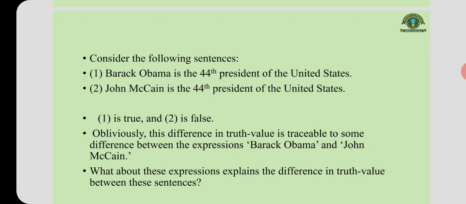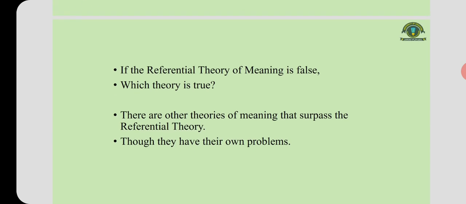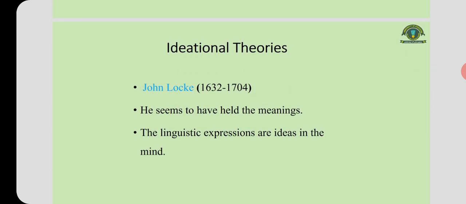What about these expressions explains the difference in truth value between these sentences? If the referential theory of meaning is false, which theory is true? That is also an important question. So let's see. There are other theories of meaning that surpass the referential theory, though they have their own problems. So you can say that there is always a problem with the other theories, because a theory is basically begging for some kind of experimental evidence. Ideational theories describe some type of ideas about the words: I don't know the meaning exactly, but I have an idea in my mind that it could be this or it could be that.